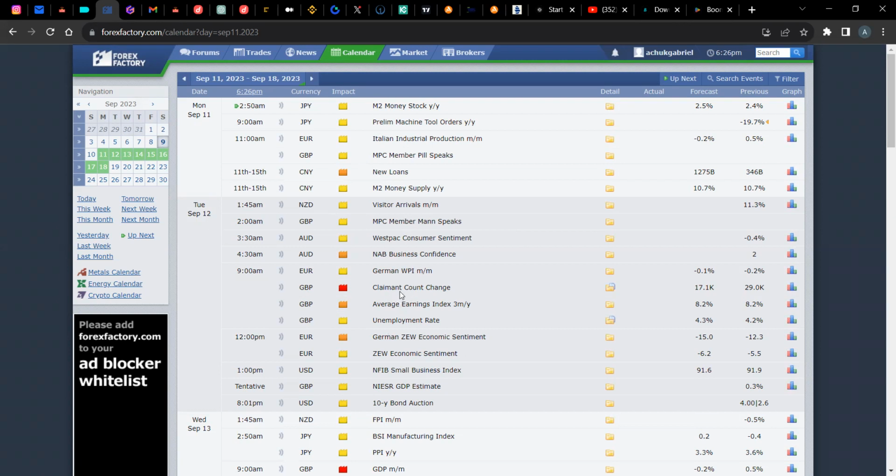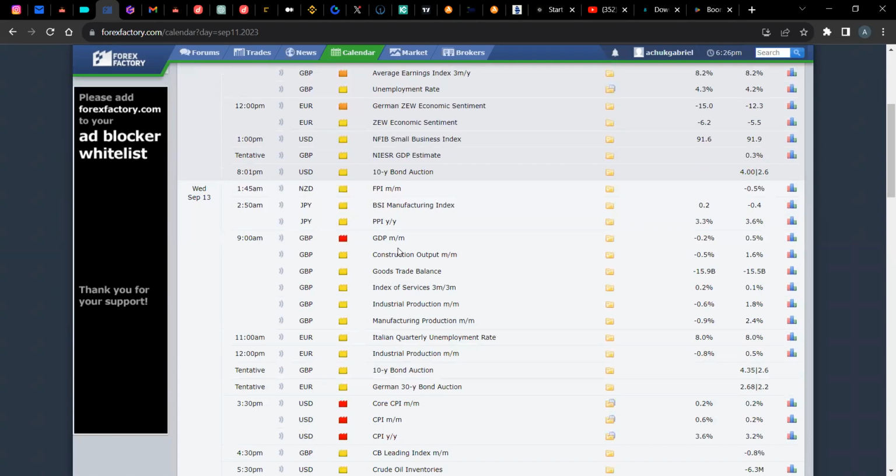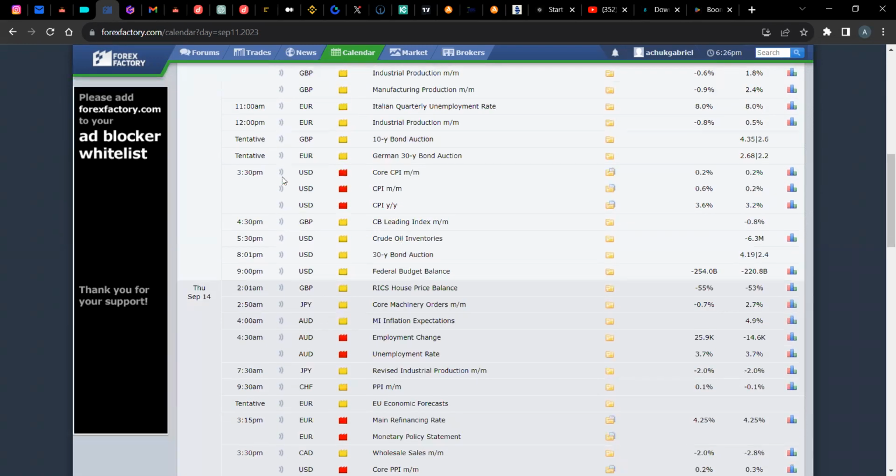Until Tuesday, that's when we have the GBP claimant count change, where they will want to understand unemployment in the UK. So that is when we have that major event. So we'll look at some pound pairs also, a breakdown of it from the weekly perspective. But that will be on Tuesday. And then coming on to Wednesday, we have the pound GDP by around 9 a.m., and then we round off by having CPI.